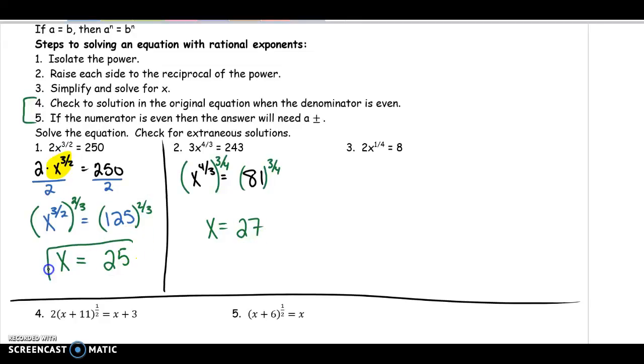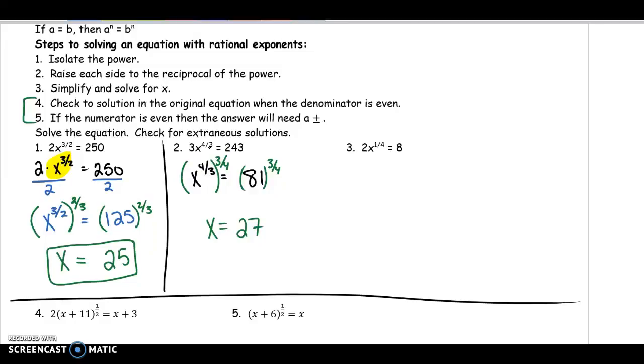Okay, step 4 says check the solution in the original equation when the original exponent denominator is even. Our original exponent denominator is not even, so we don't technically have to check this one. But it is a good idea just to check everything, and it doesn't take very long.